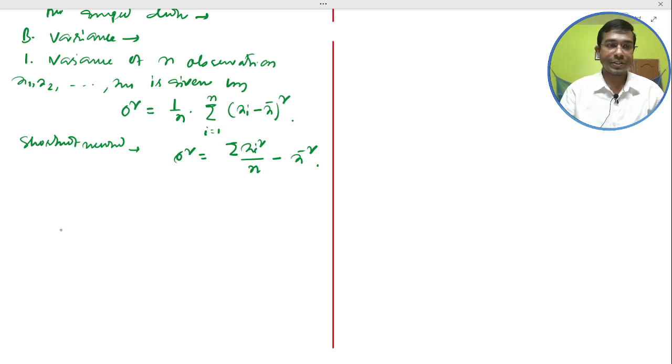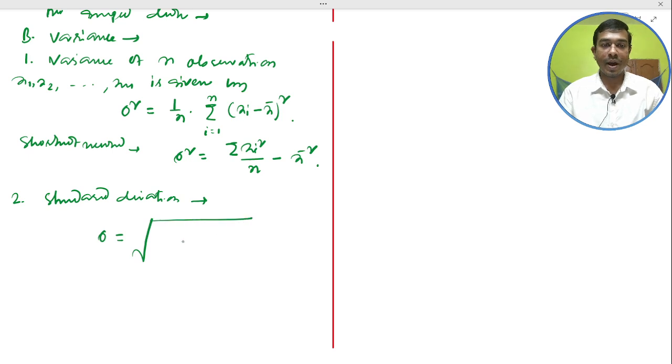Now the standard deviation, number 2. The standard deviation, that is sigma, is the square root of the variance: the square root of 1 by n into the sum i equals 1 to n of xi minus x bar square. This is the standard deviation.